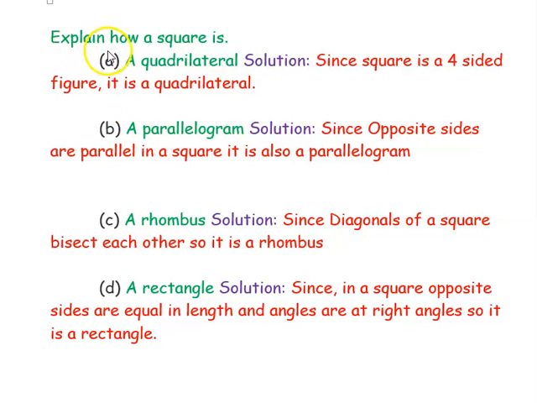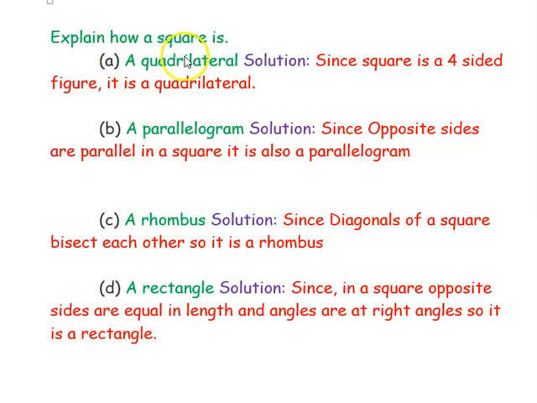Next question, explain how a square is a parallelogram. How will you say a square is a parallelogram? You know that a parallelogram has two pairs of parallel sides, and they are also congruent to each other. In a square also you have two pairs of parallel sides and they are also congruent to each other, that is, they are equal to each other. So we can say that a square is a parallelogram.